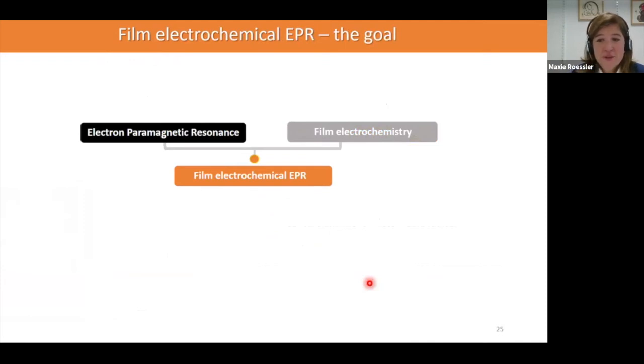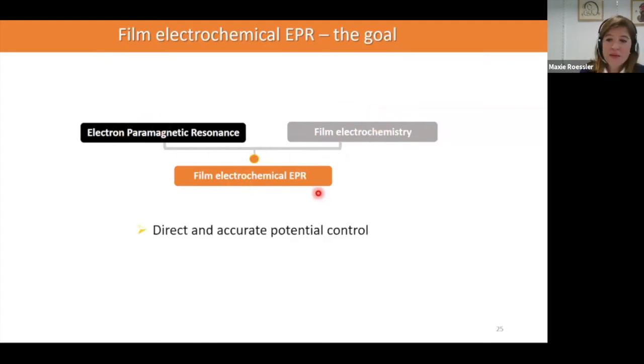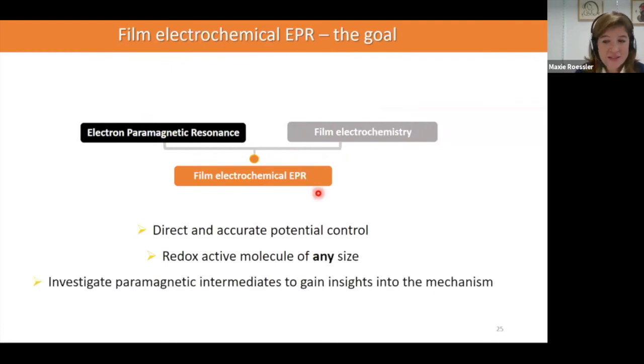Instead of using solution electrochemistry, our approach is to combine film electrochemistry, and I'll come back to this, with EPR spectroscopy, so that diffusion is no longer a problem. So can we combine EPR with film electrochemistry to get direct and accurate control of any redox active protein of any size, whilst also investigating the paramagnetic intermediates to gain insight into the mechanism?